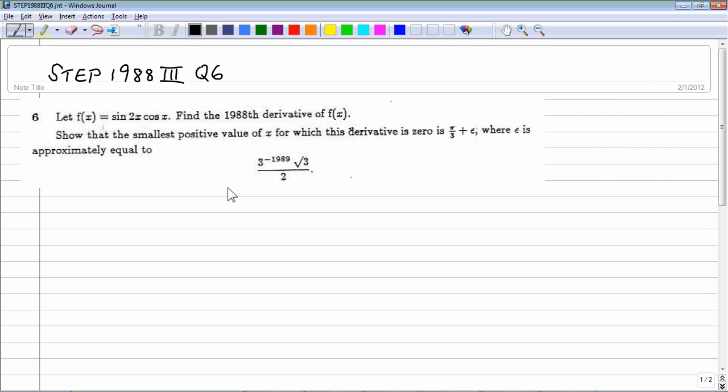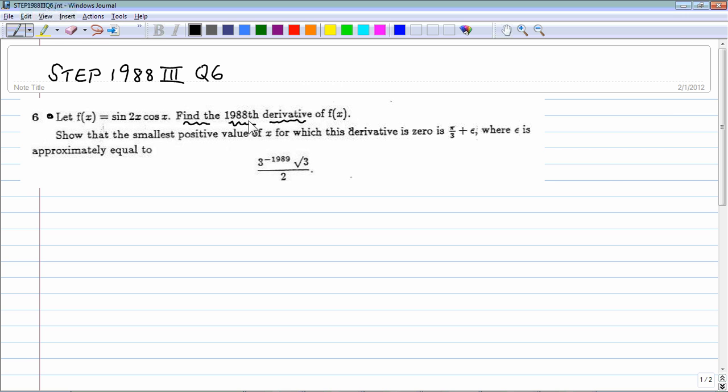So, interesting question because, as I said, no hints really, just here's something, do something and show something. So the structure is we have a particular function, sine 2x cos x. We need to find the 1988th derivative of the function. So a bit unusual. Obviously the 1988 is a bit of a joke. This kind of joke is quite common in maths exams, using the year of the actual paper.